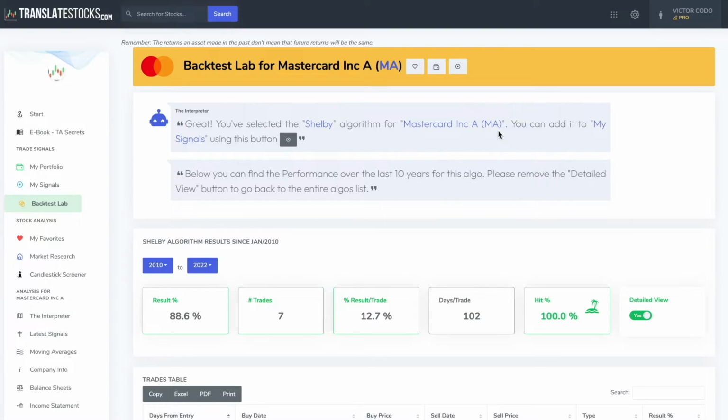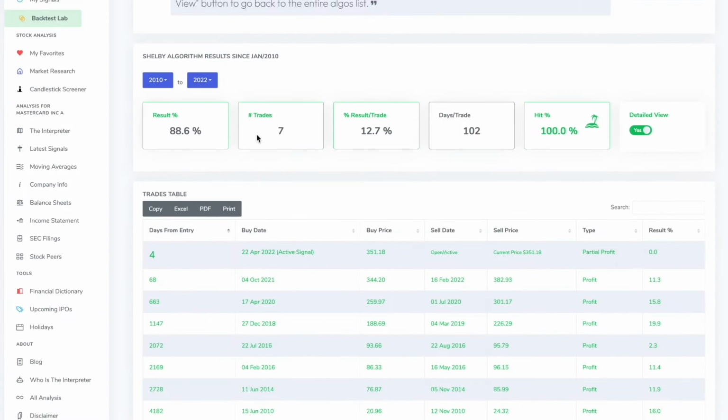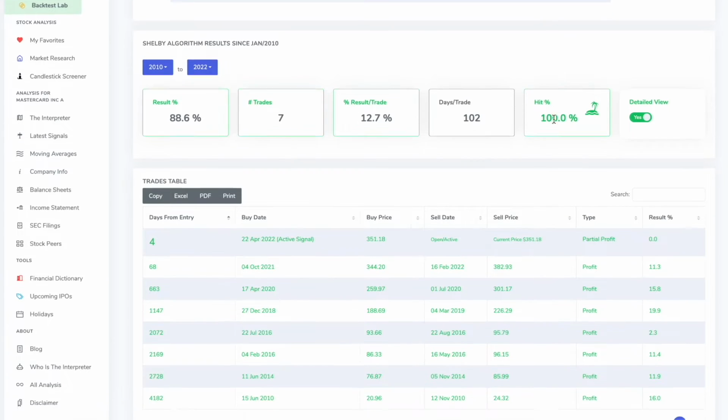We went from the start screen of our Backtest Lab. We selected an algorithm we wanted to explore, and in this case it was Shelby. Then we selected a stock that received a buy signal from Shelby, in this case MasterCard. And now here we are, inside the history between the Shelby algorithm with MasterCard stock. And since 2010, Shelby put us at an 88.6% profit, trading this stock 7 times at a 100% accuracy.